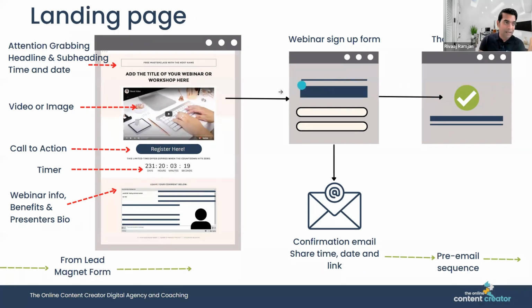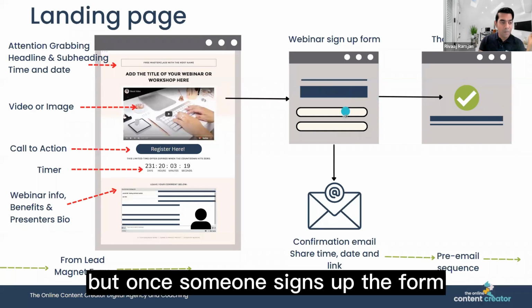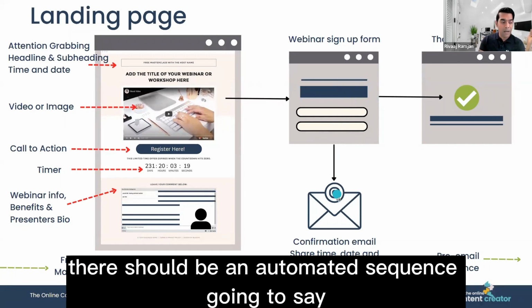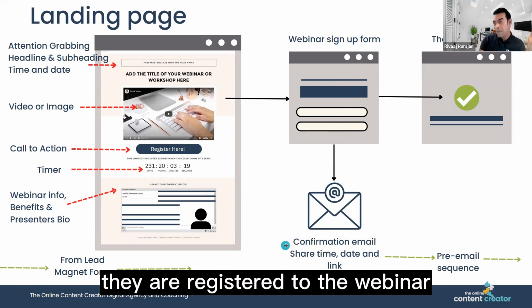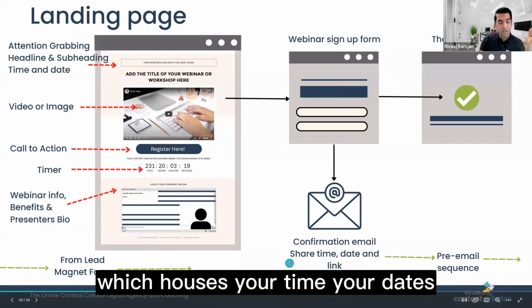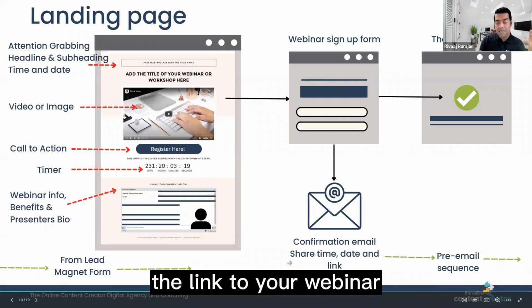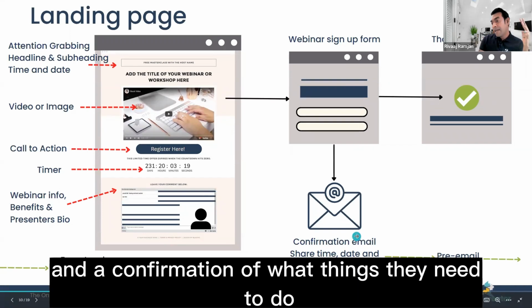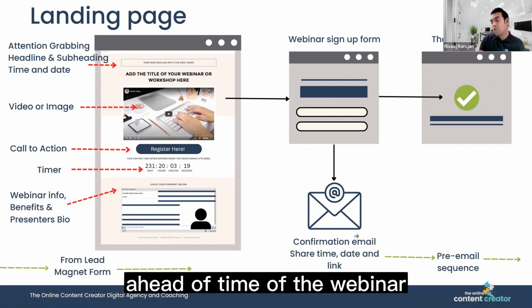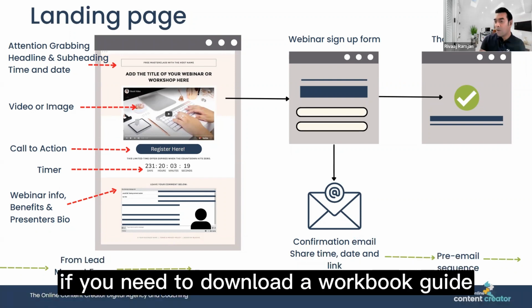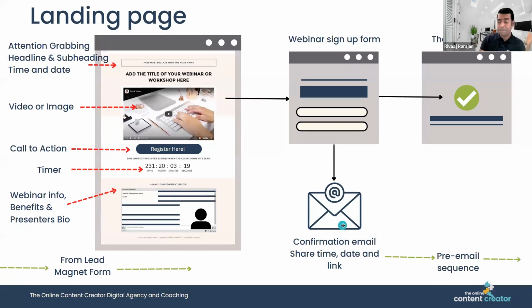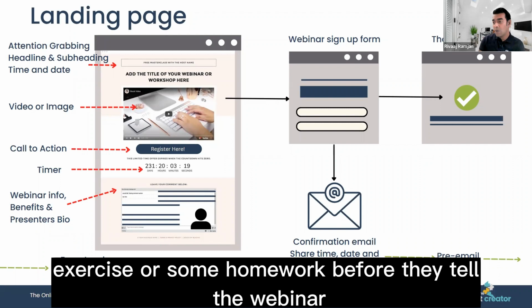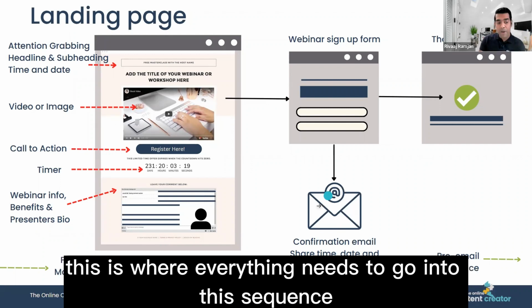Keep it simple again. But once someone signs up through the form, there should be an automated sequence saying they are confirmed and registered to the webinar, which includes your time, your date, the link to your webinar, which is your Zoom link or whatever platform you're using, and a confirmation of what things they need to do ahead of time. If they need to download a workbook or guide, this is where you'll include it. If they need to do a certain exercise or some homework before they attend the webinar, this is where everything needs to go into this sequence.